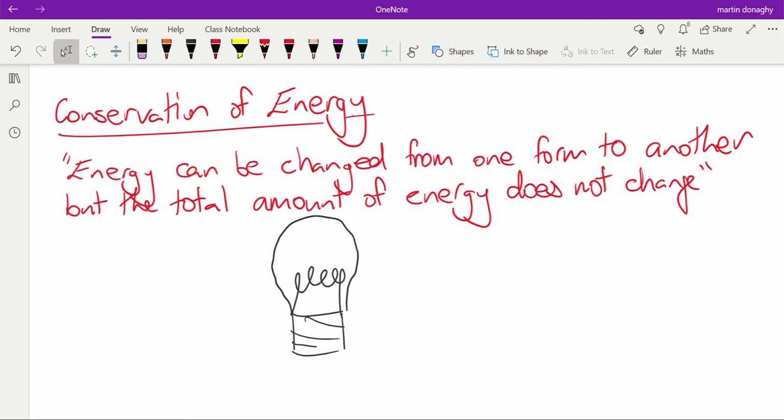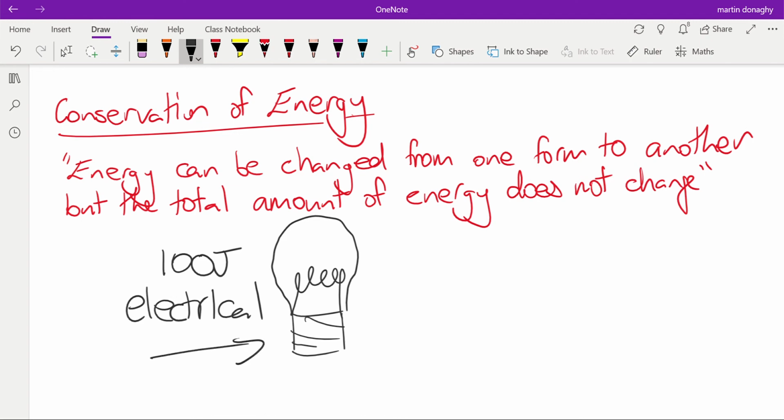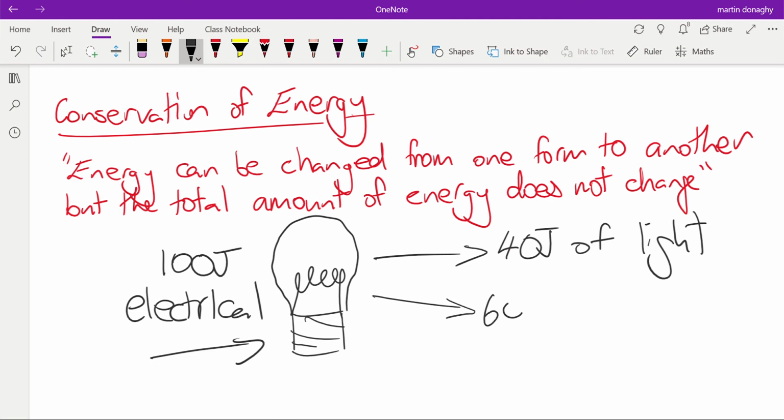So for instance, if we look at our light bulb, we might put 100 joules of electrical energy into our light bulb, but that energy doesn't disappear. It might get changed into, say, 40 joules of light energy. But that means that there would be 60 joules missing. And what happens to the other 60 joules is that it gets turned into heat energy. So you can see in total we have 100 joules going in and 100 joules in total coming out. So we haven't created any energy there. We've just changed it from one form into another, and no energy has been destroyed.